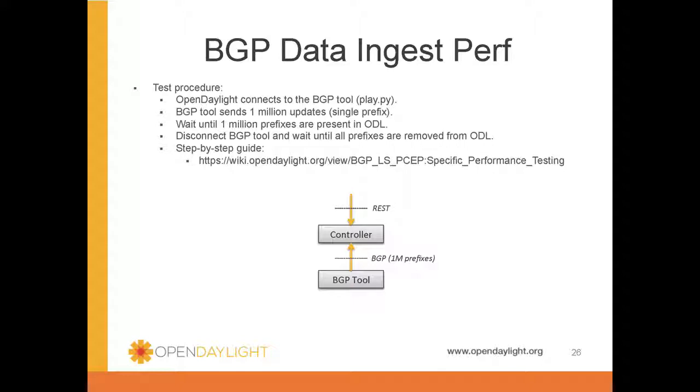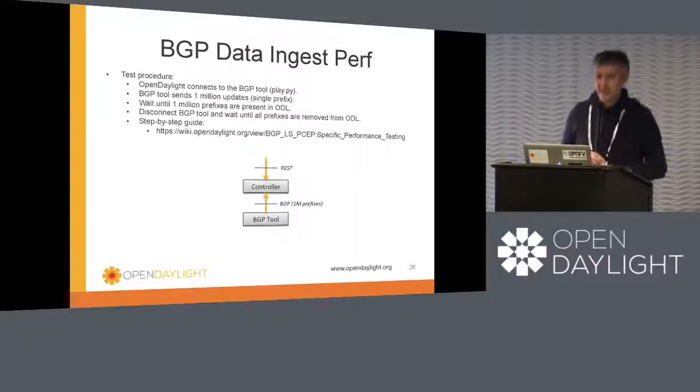Sure. For BGP, we also have data, because our BGP protocol support is not only prefixes, but also links, flow specs, and a bunch of other things. In this test, OpenDaylight connects to a BGP tool. You can see it in the picture, or maybe not very well. The BGP tool sends 1 million single-prefix updates to OpenDaylight. We wait until the million updates are present and visible in OpenDaylight. Then we disconnect the BGP tool and wait until all prefixes are removed from OpenDaylight. Okay?